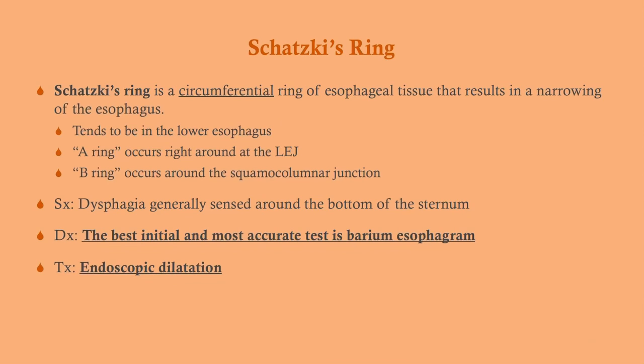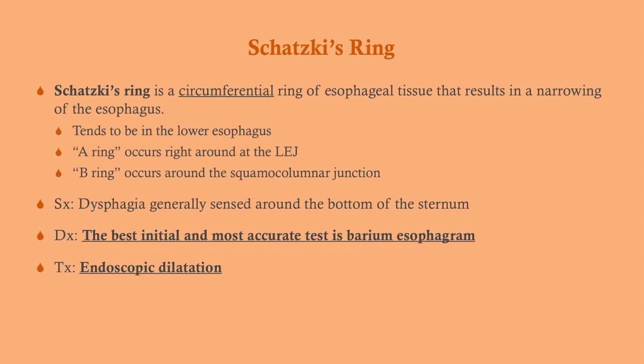Schatzki's ring is a ring. It's a circumferential ring. So it's circumferential. It involves the entire circumference of the esophagus. And it results, therefore, in a narrowing. The symptoms are dysphagia, and that's going to be sensed around the bottom of the sternum, which is where these tend to be. Schatzki's rings tend to be distal esophagus.